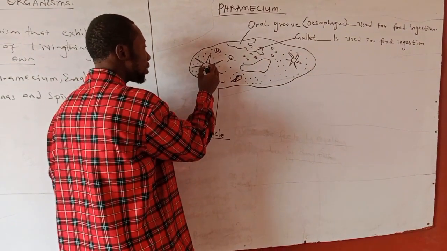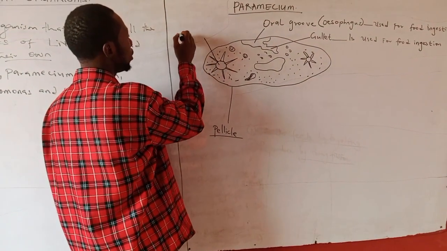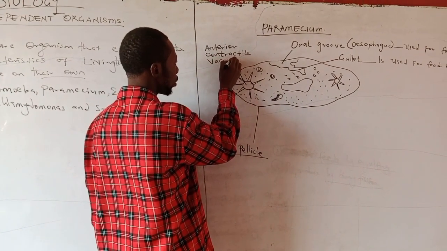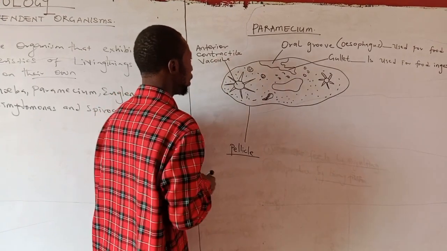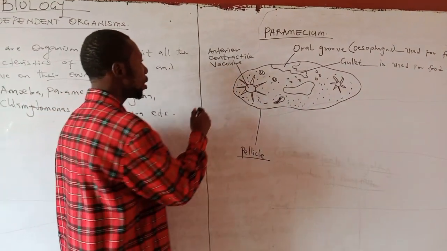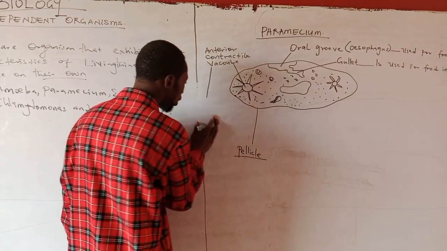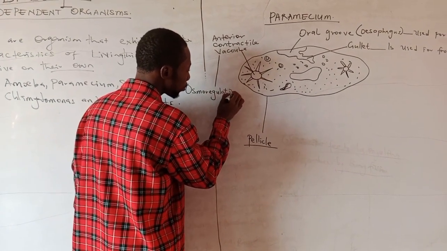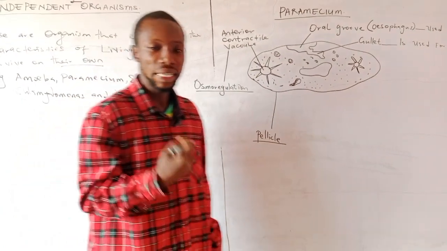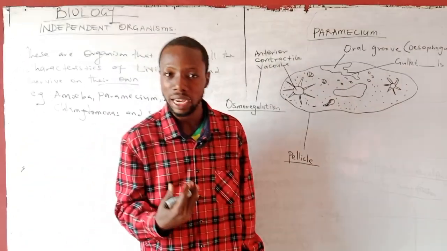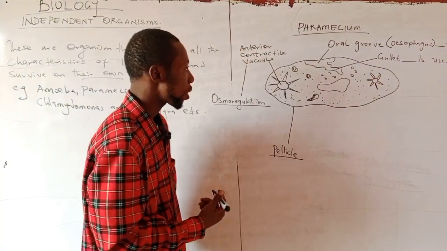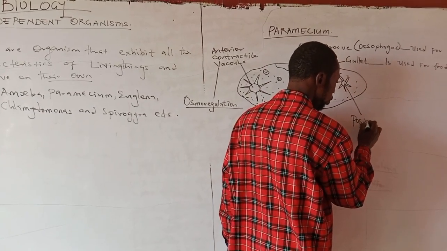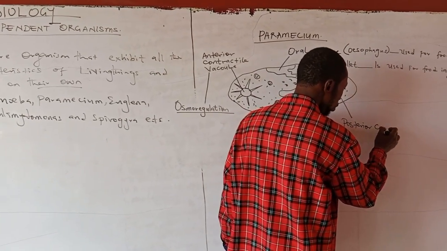Then this part here is the anterior contractile vacuole. Anterior contractile vacuole is used for osmoregulation, maintenance of the constant equilibrium of water, salt, and sugar. Alright? The same applies to this one, but this guy here is the posterior.